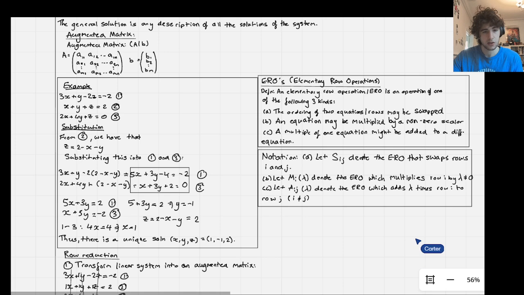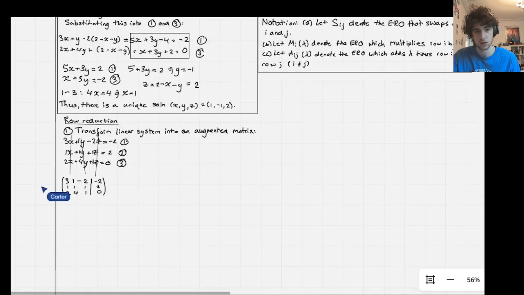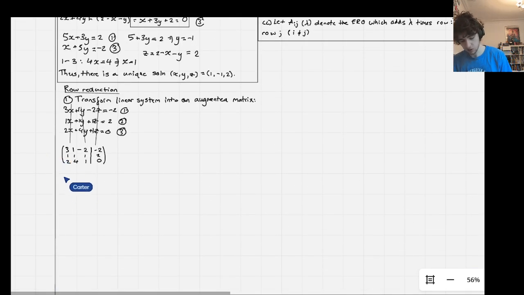So with that, let's go through an example of how we can use these EROs to transform our augmented matrix. So that's the second part, right? So the second part of this step that we had before was to use EROs to reduce the augmented matrix. So how does this work? Well, let's start off with our example.